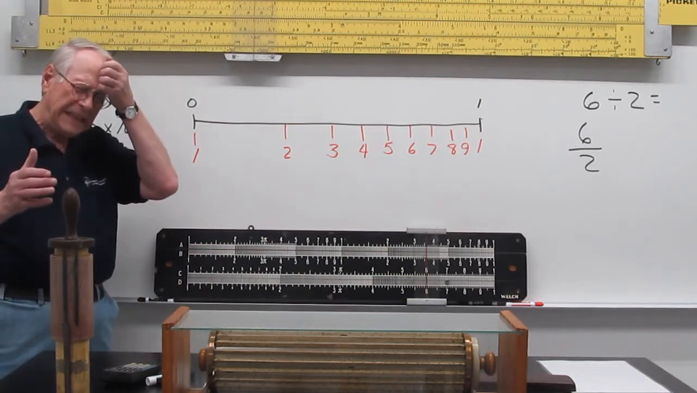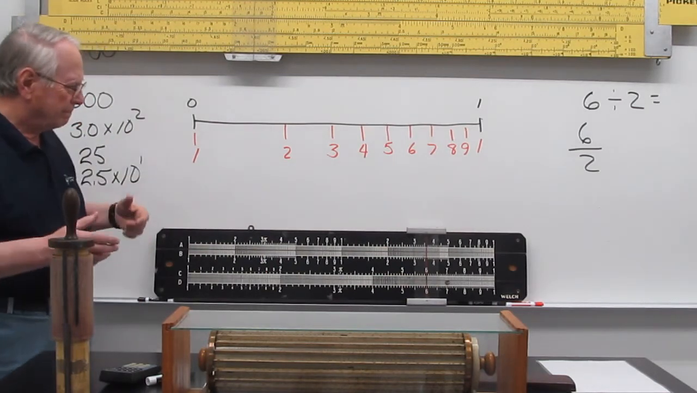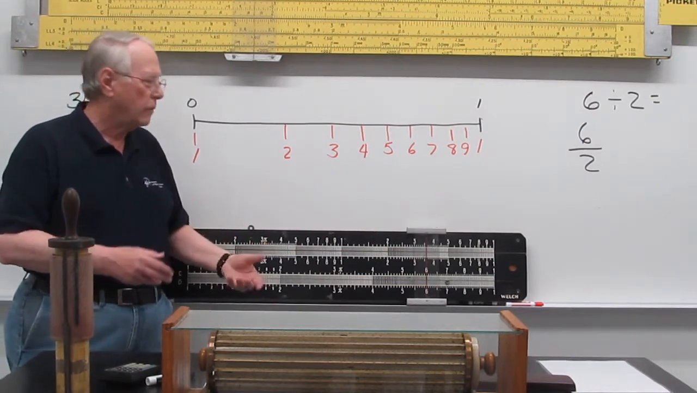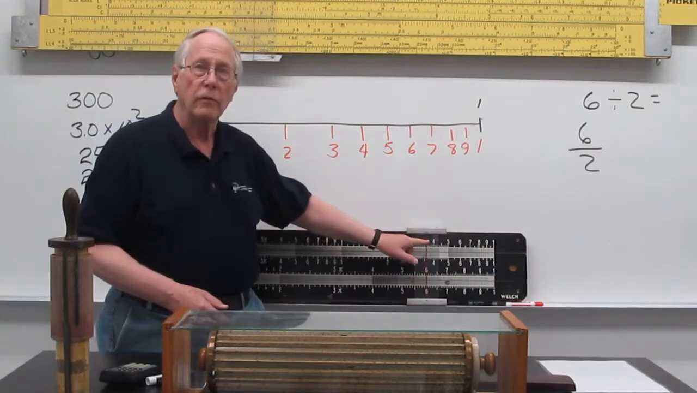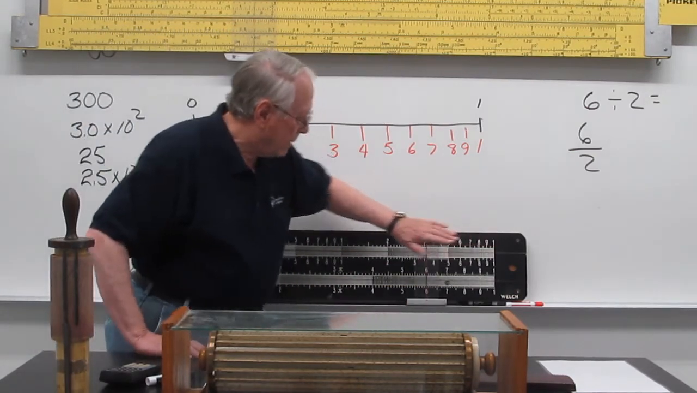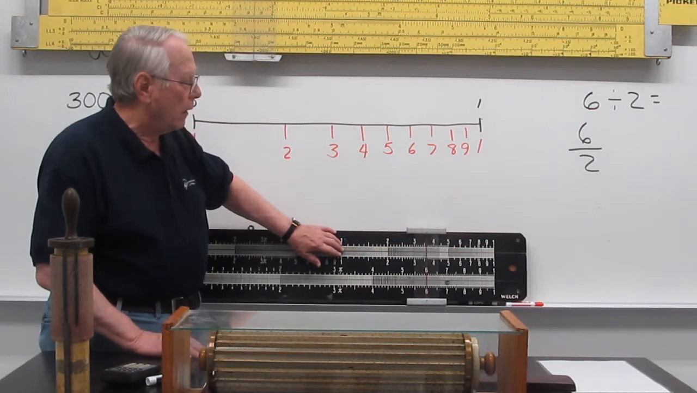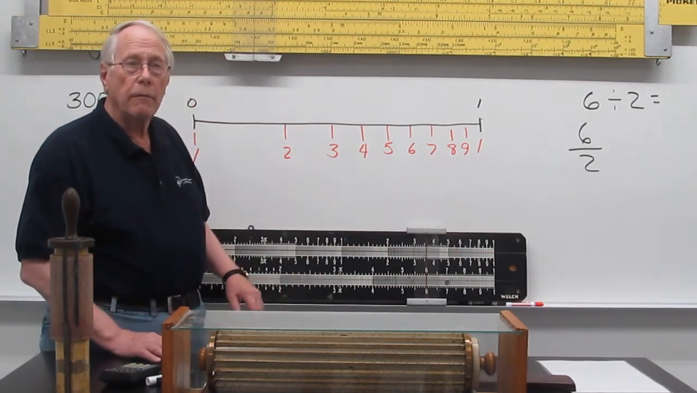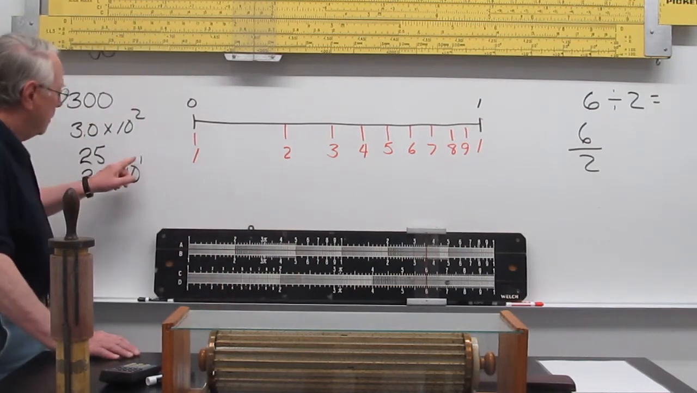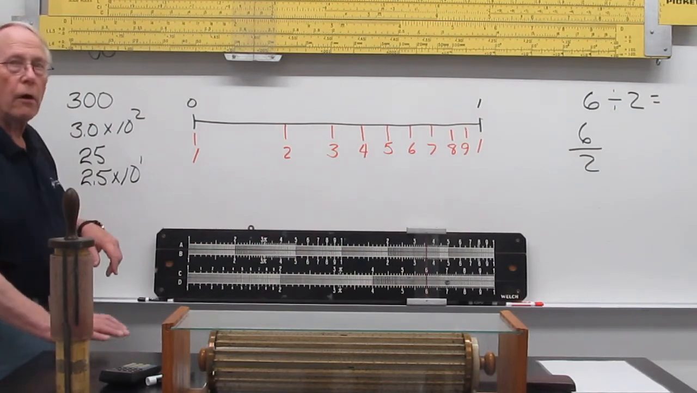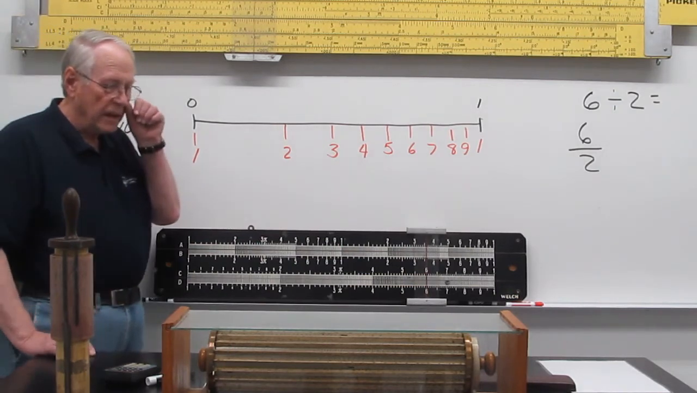Oh, 6 squared is going to be more than 3.6. It must be 36. This scale is going to be used for our odd number of powers of 10. And this scale right here would be used for our even numbers of powers of 10.